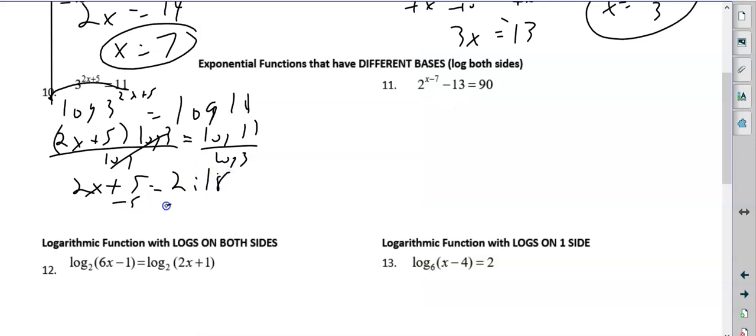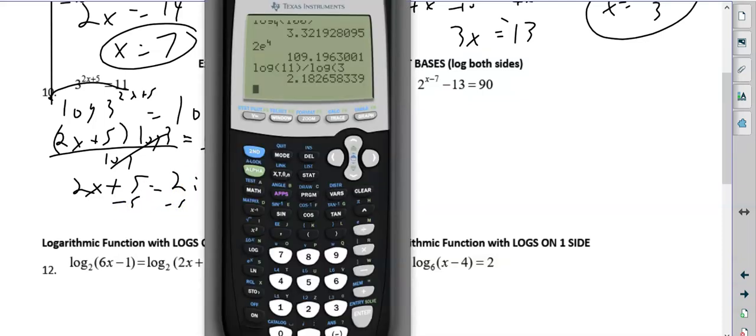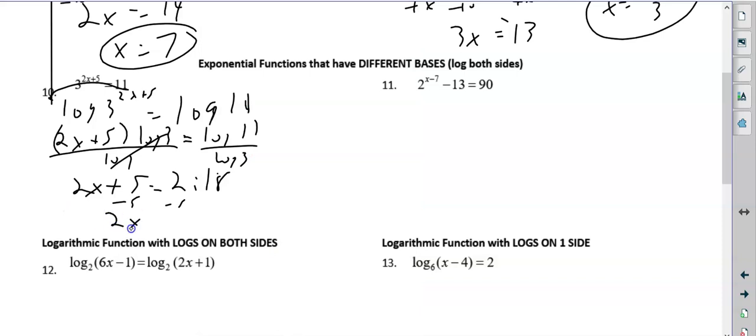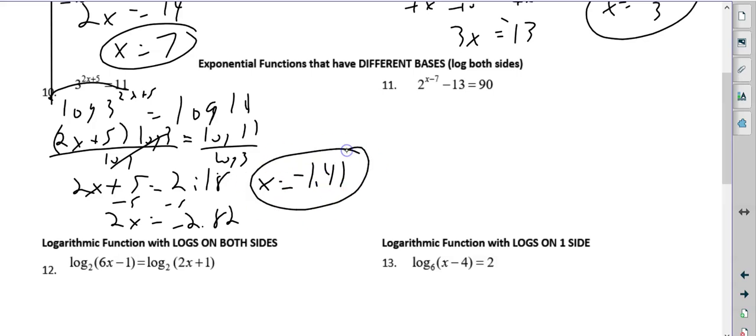Now we're going to minus 5 from both sides. So minus 5 gives us negative 2.82. So 2x equals negative 2.82. And when I divide by 2, x is negative 1.41. Right?